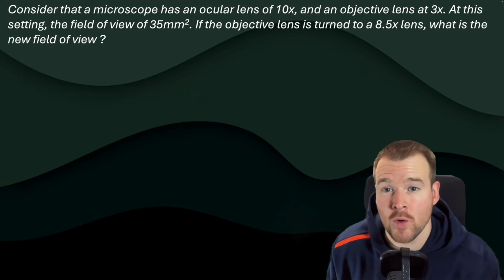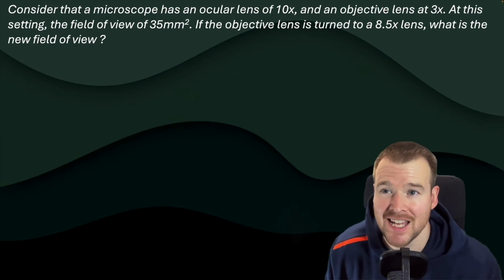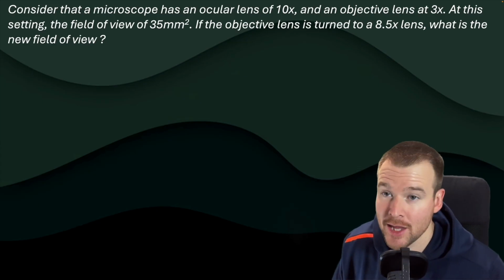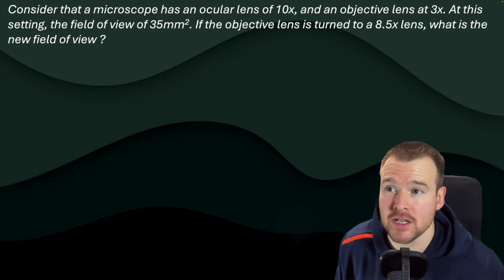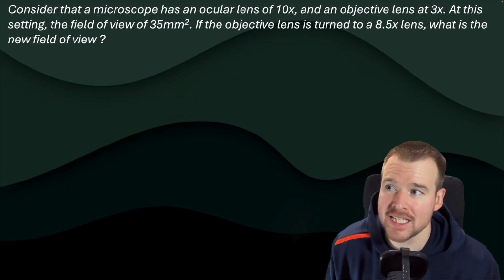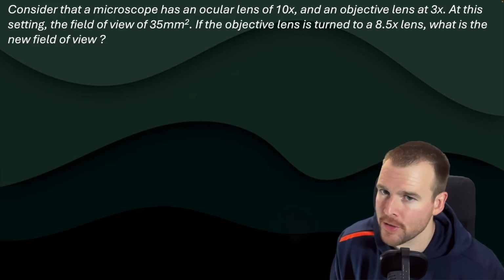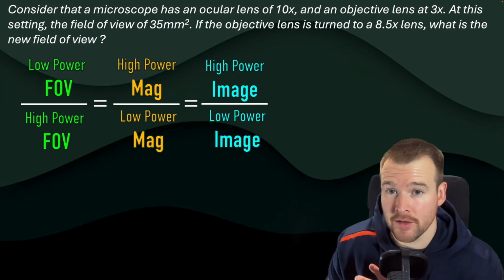Okay, let's do one more question with field of view. This one says, consider a microscope has an ocular lens of 10 times and an objective lens at 3 times. At this setting, the field of view is 35 millimeters squared. If the objective lens is turned to 8.5, what is the new field of view? There are a couple things in it that are a little bit tricky. Let's start again with the same process, begin with the formula.